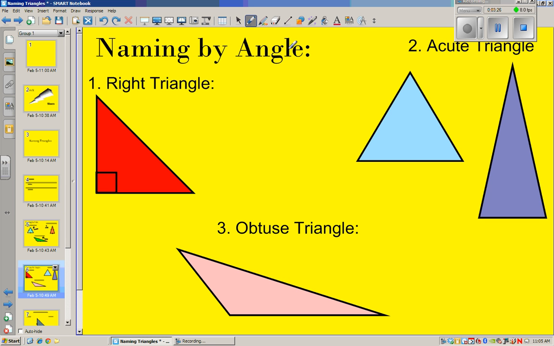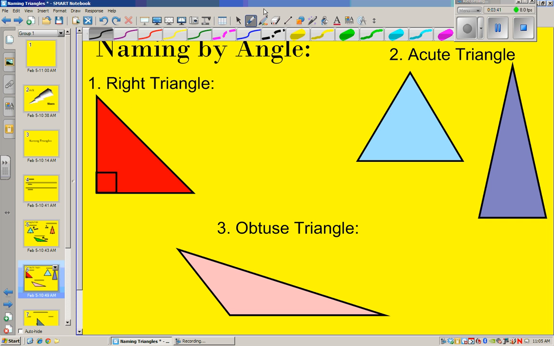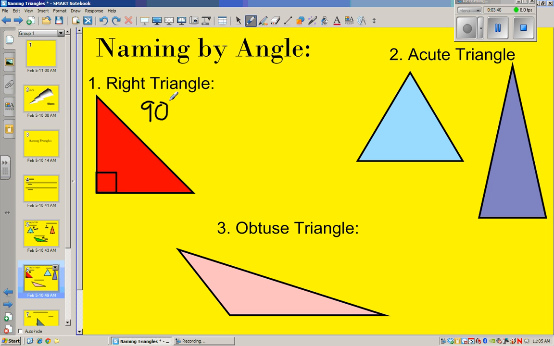Now, we can also name triangles by their angles. So if we're going to do that, then we have to look at the angles that they have. The first one is a right triangle. A right triangle has in it at least one 90-degree angle. That would be this one right here, indicated by the square. That tells you that that angle is 90 degrees. If a triangle has any 90-degree angles, all it has to have is one, then it's a right triangle.